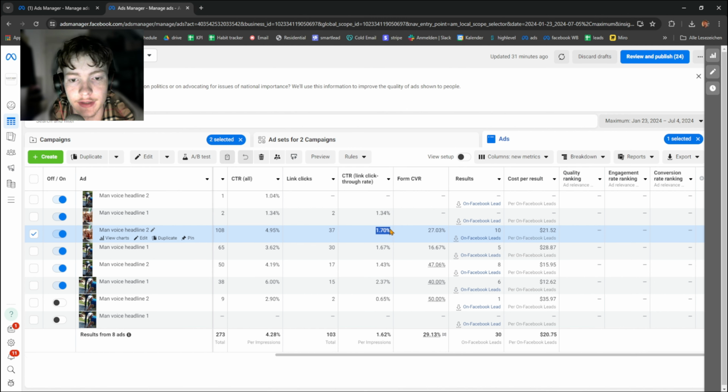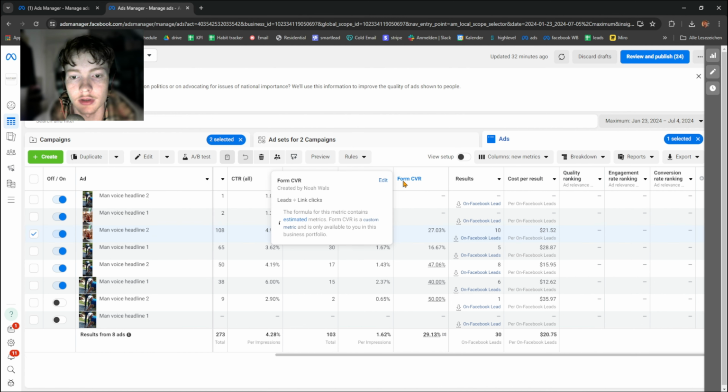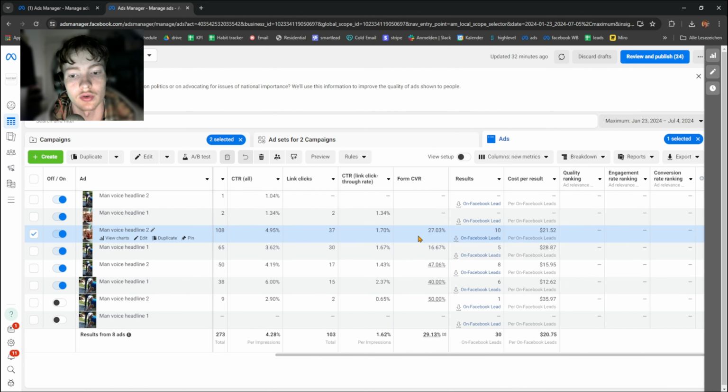So let's say 37 people click the link, so they click the learn more button. In this case, 27% of those people who click the learn more button converted into a lead, like 10 leads out of 37, that's 27%. You can also calculate that manually, but it's always nicer to have an actual metric inside of Facebook. So I will show you how to create this. And this is very good because link clicks is only when they click the call to action button, right? And then you also want to see the rate at which they actually finish the form.